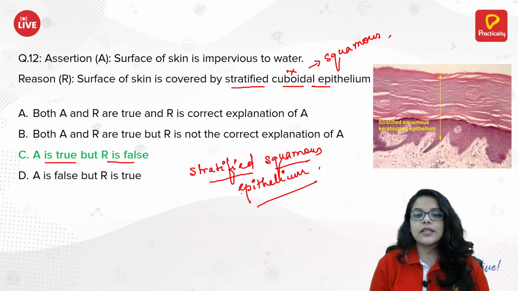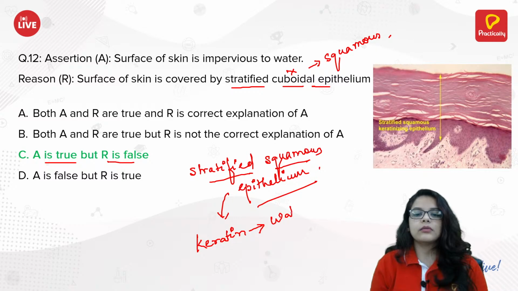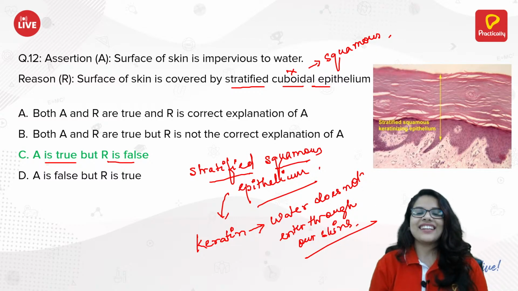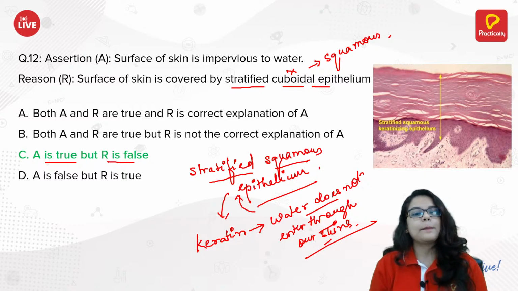So what does this stratified squamous epithelium have? They have something called keratin. Now, keratin is a protein which, along with other substances, makes sure that the water does not enter through our skins. 10th life would have been so easy, no? We'd just take up water just like that. It doesn't work like that. Water does not enter through our skins because of stratified squamous epithelium. That is why A is true, but R is false.